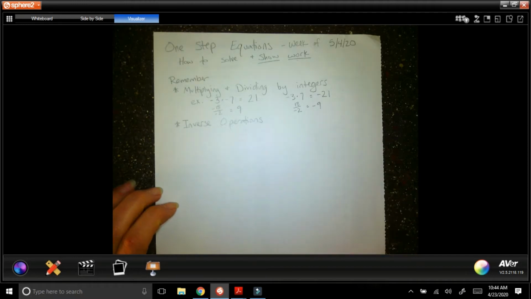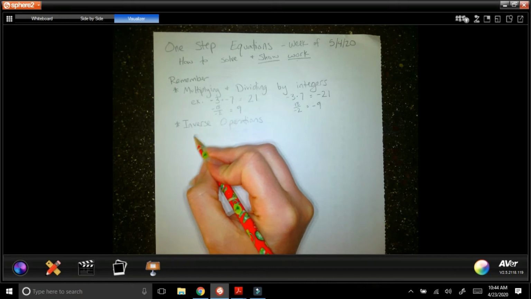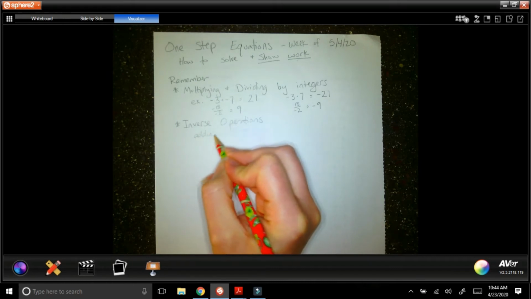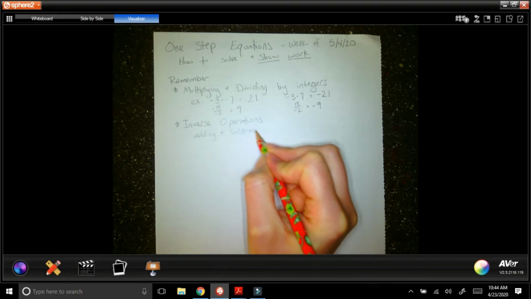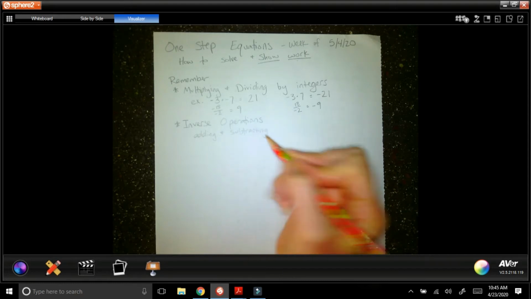The other thing that we need to review from way back when we were still in school, in the building, was inverse operations. So hopefully you can remember that adding and subtracting are inverse operations because they cancel each other out.